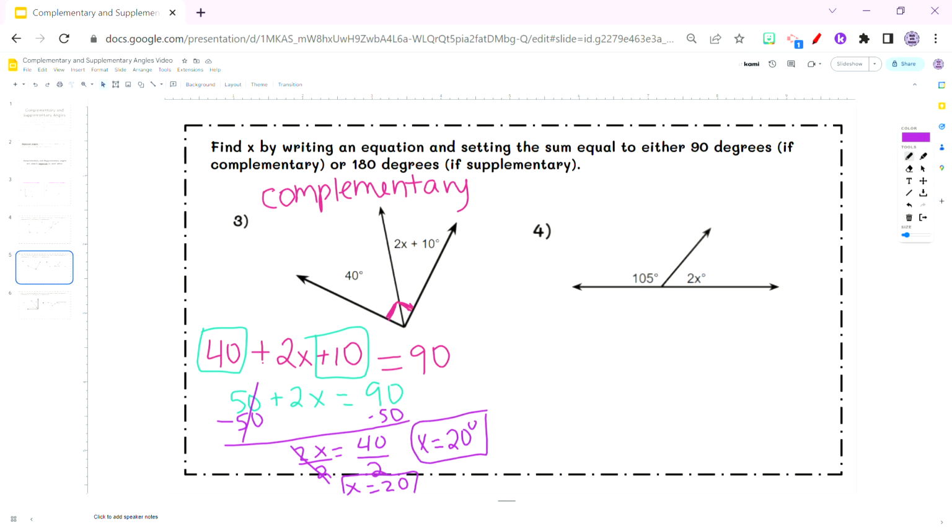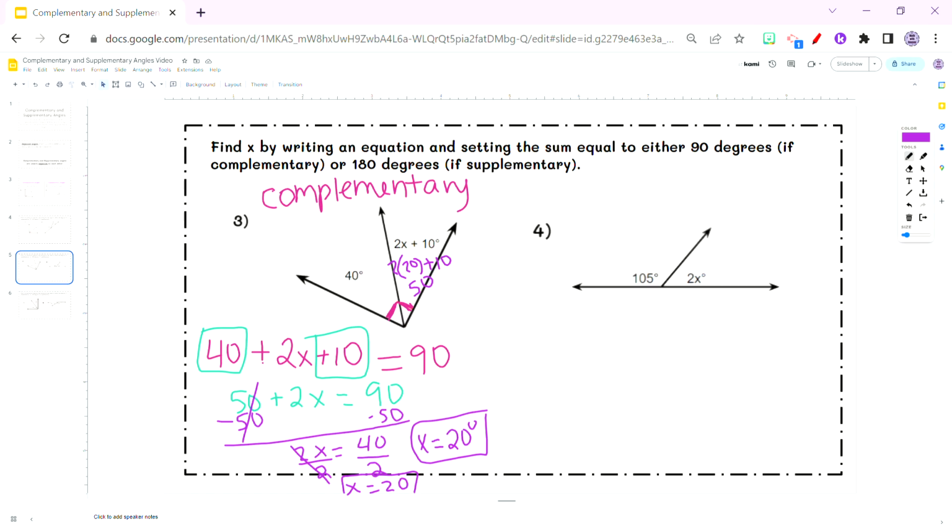All right, and then you can go back and check. 2 times 20 plus 10. 2 times 20 is 40 plus 10 is 50. And then 50 plus 40 will get you 90 degrees. All right, so that is for number 3. That's the answer for number 3. X is equal to 20. That whole angle is equal to 50 degrees.